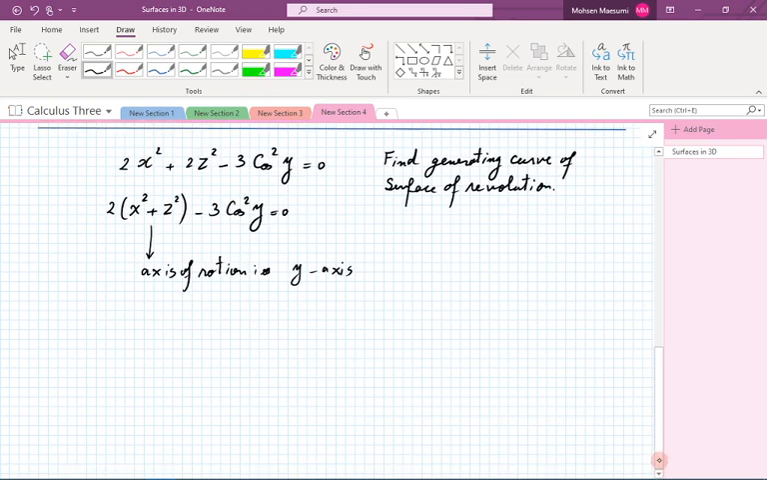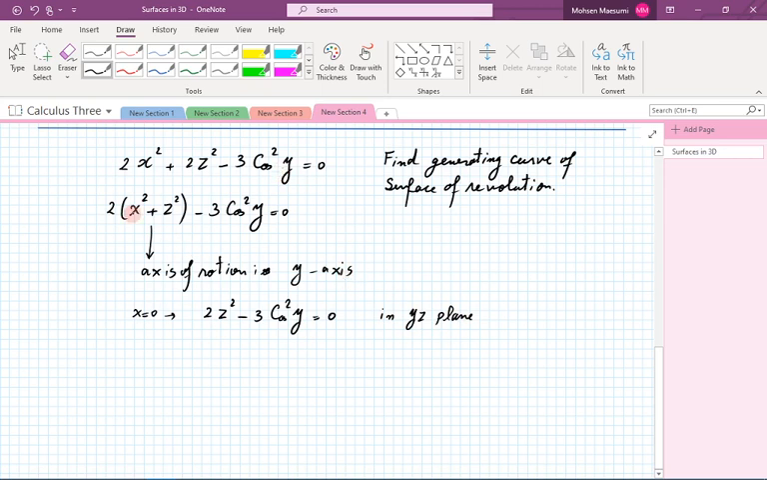And if you want to get the generating curve, you just slice this surface with the plane x equal to 0. If x is 0, this just boils down to 2z squared minus 3 cosine squared of y equal to 0. That is a curve in the YZ plane. Whatever curve it is, it is being rotated around the y-axis, and that results in this surface.